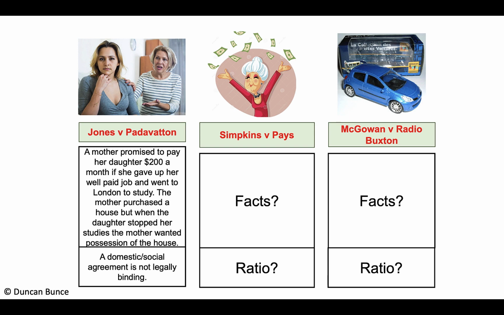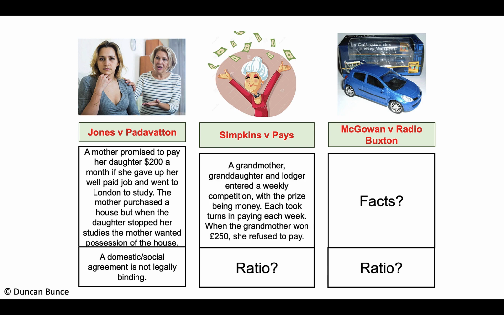Simpkins and Pays, now this is quite an interesting one, I have to say. A grandmother, granddaughter and lodger entered a weekly competition, with the prize being money, and each of them took turns each week to pay. And of course one of them got lucky, and the agreement initially had been that they would share this money, and of course the grandmother won and she refused to pay, and it went to court. Was this again a social domestic agreement or something more? Should the money go to the lodger, and so on?